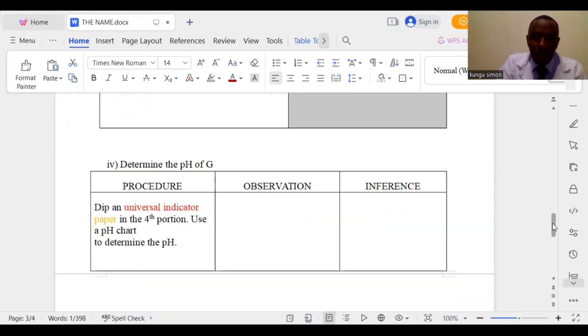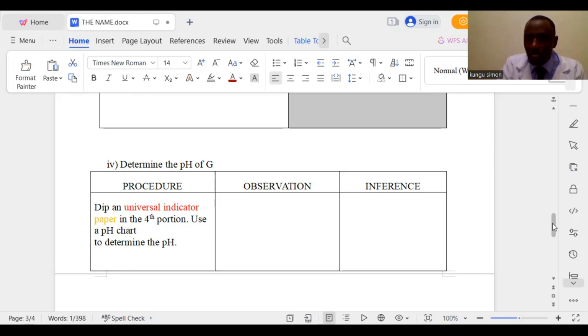And then maybe the last one here, determining the pH of G. Sometimes you may be required to write a procedure, sometimes you'll be given a procedure. The procedure can be as simple as this: dip universal indicator paper in the fourth portion. Use a pH chart to determine the pH. Some schools will use a universal indicator solution. You can just add 2 to 3 drops of the universal indicator, and then use a pH chart. This is very important: always use a pH chart to determine the pH.